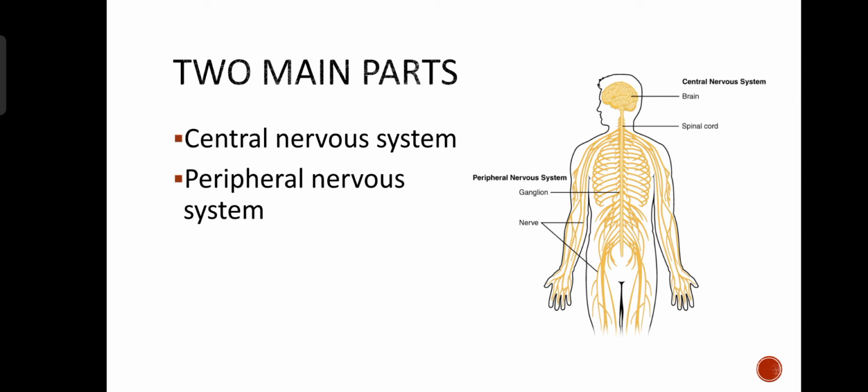What is the central nervous system? It includes brain and spinal cord. And what is the peripheral nervous system? It includes all the nerves throughout the body, all the nerves.